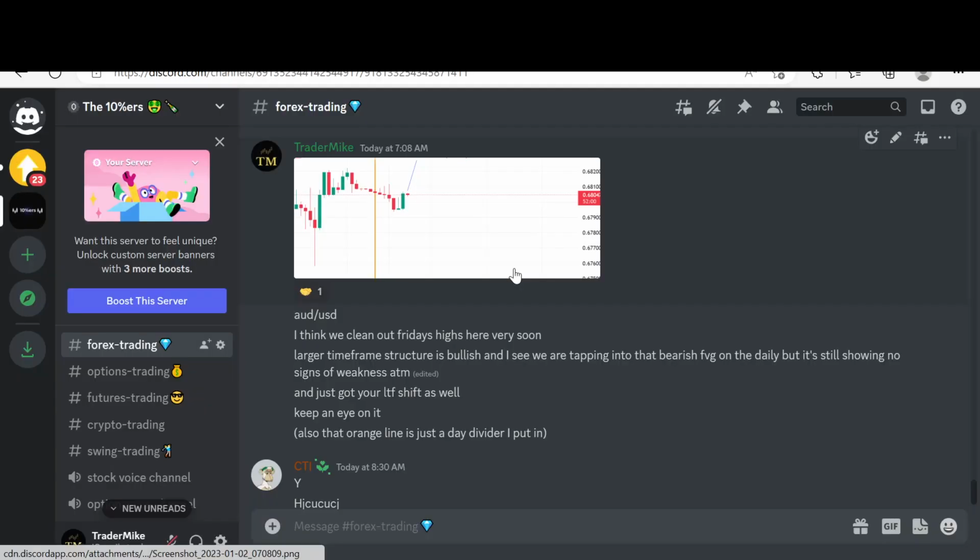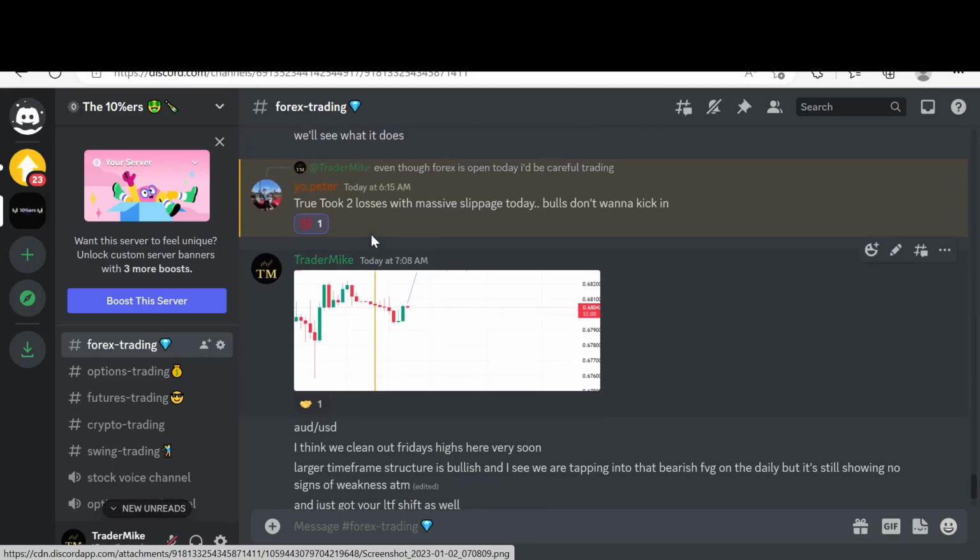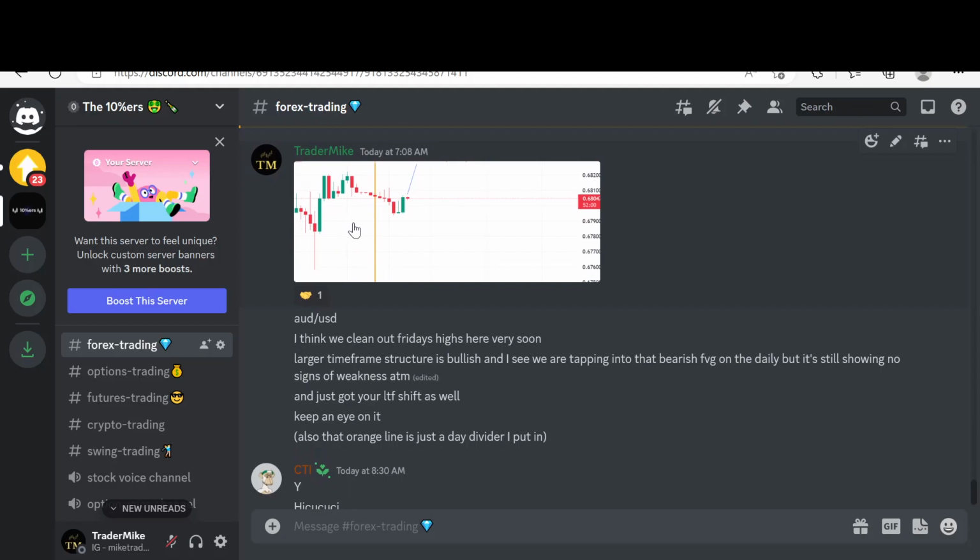Okay. So right here, you can see this is the chat. You can see I put AUD USD in here this morning. This is a 1 hour chart right here. You can see I put in this little blue line indicating that I think it's going to go up. It's going to attack those buy stops. AUD USD, I think we clean out Friday's highs very soon.